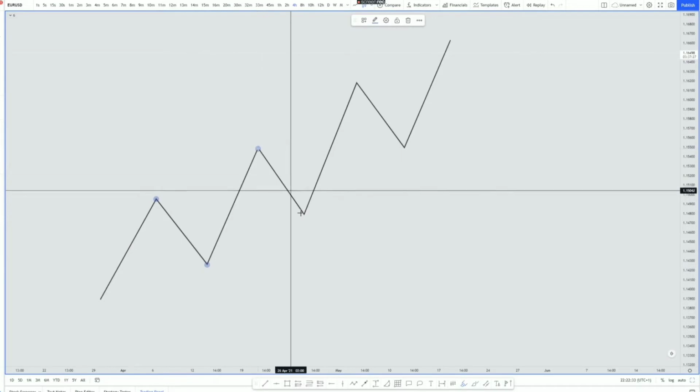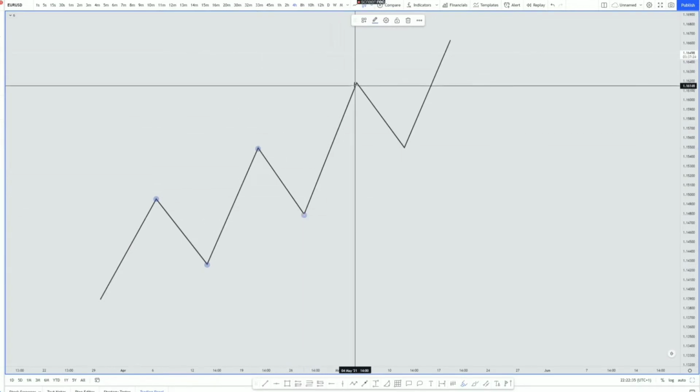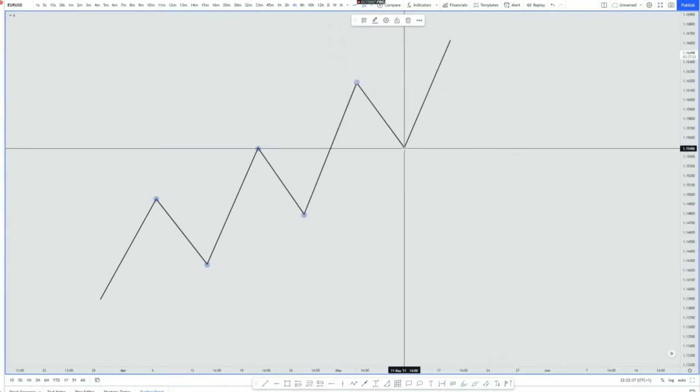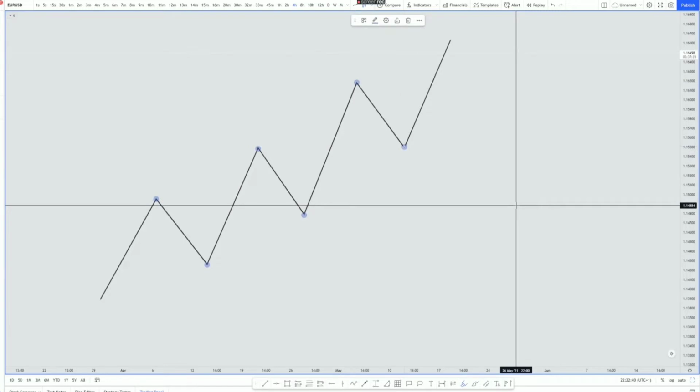And expectational order flow works in either direction. The core concept of expectational order flow is that continuations will work 7 out of 10 times or 8 out of 10 times. So let's even say, 4 out of 5 times they'll work, 80% of the time. Reversals only work 20% of the time.